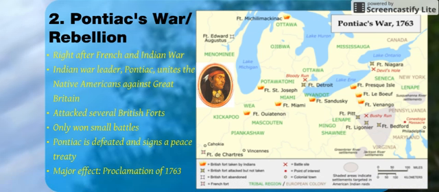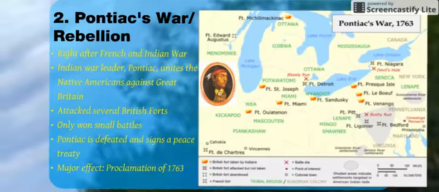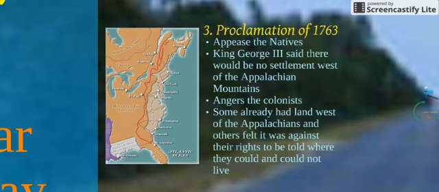But if we look at 2.3, the major effect of this is going to be that eventually the Native Americans are going to be defeated. They're going to force Pontiac to sign a peace treaty, but at least to the Proclamation of 1763. And we're going to look at that one now because that's our third step along the way.